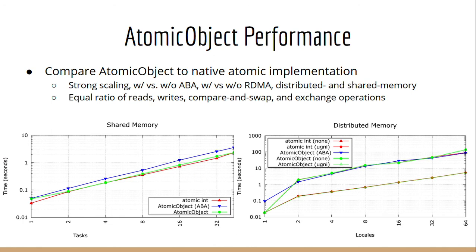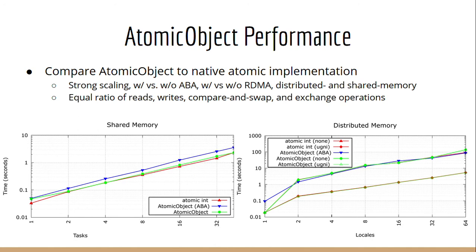So coming down to performance, we compared atomic objects to Chapel's native atomic implementation, that is, Chapel's native atomic int, in shared memory and distributed memory. The atomic int is actually a sibling of the atomic uint, which is the atomic object on which the atomic object is built. Micro benchmarks involving the atomic object test the overhead injected by the abstraction.